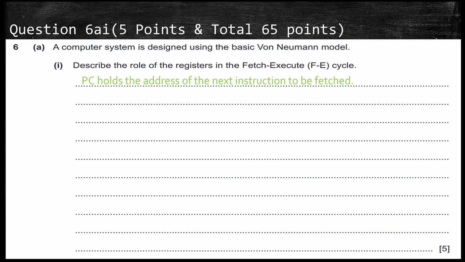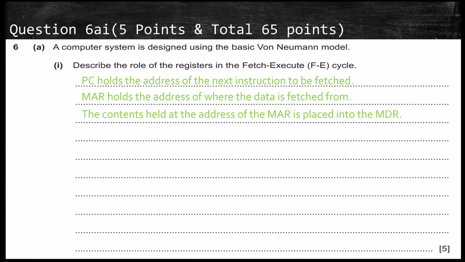Starting with the program counter. It holds the address of the next instruction to be fetched. It doesn't hold the data. The data is the address that it holds. Now, the memory address register holds the address of where the data is fetched from. So the program counter is going to take its contents and put that into the memory address register.